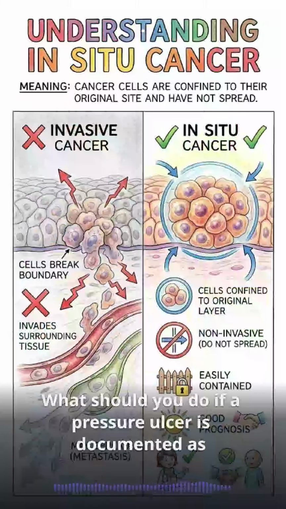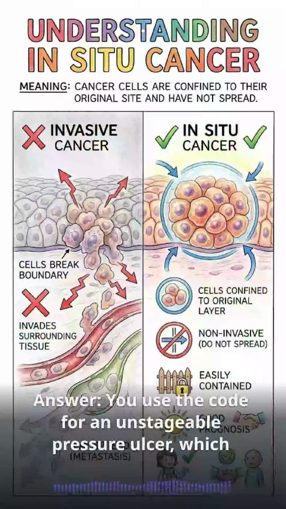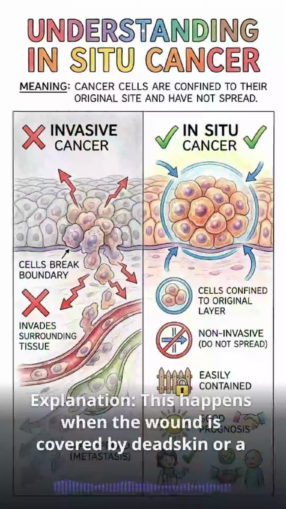80. What should you do if a pressure ulcer is documented as unstageable by the nursing staff? You use the code for an unstageable pressure ulcer, which means the depth cannot be seen. This happens when the wound is covered by dead skin or a scab, so the stage is hidden.